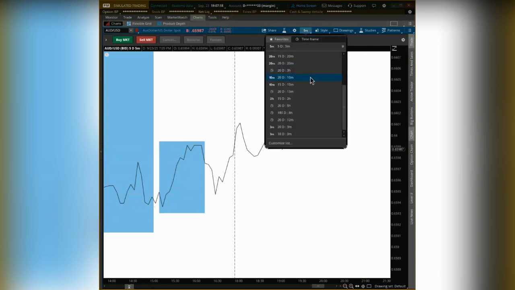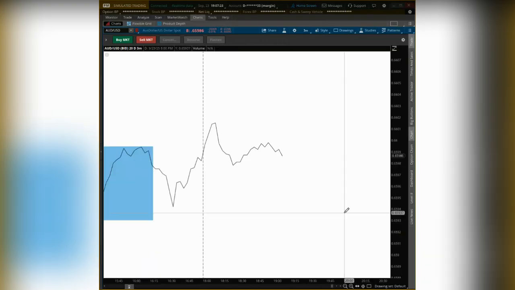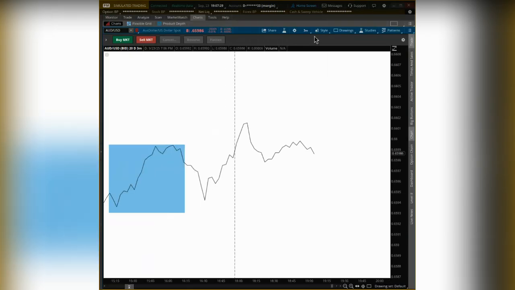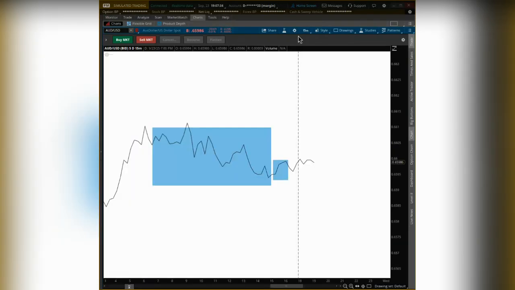Again, you can go to the 3-minute time frame. I have to arrange this now. What do we have here now? We don't really have too much here. So if you're short, we're going to have to go back to that.